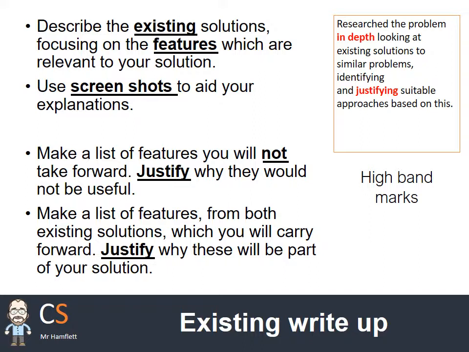Then at the end of this section, make a list of features you're not going to take forward and say why not, give some justification to that, and make a list of features you are going to take forward and justify why. Now, in order to get into the high bands, I've included what it states in high band.